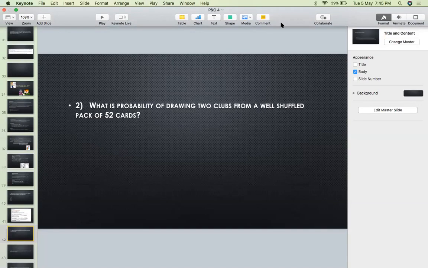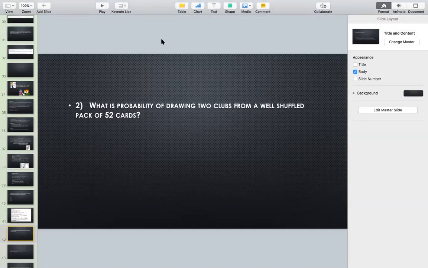Deepti, Gayatri, Suryadev, Abhishek, Manasvi have answered 13. Rohan has answered 13. Right. So we have 13 clubs. We have 13 clubs, right?